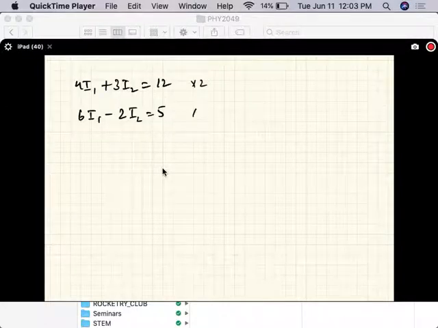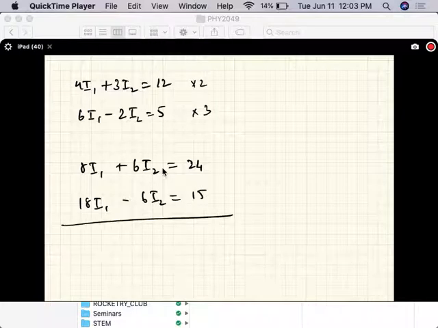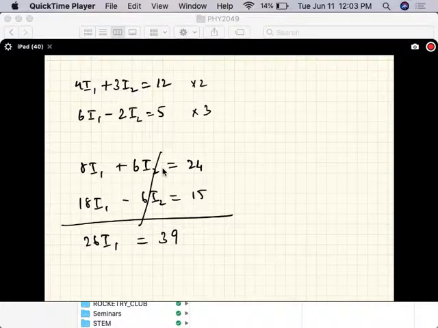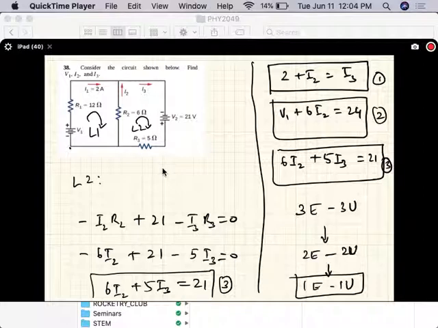We'll multiply this by 2, we'll multiply this by 3, and what you get is 8I1 plus 6I2 equal to 24. 18I1 minus 6I2 is equal to 15. Now if you add the two equations, this will cancel, so this is 26I1 equal to 39. All right, so see, it took forever to get from there to there.